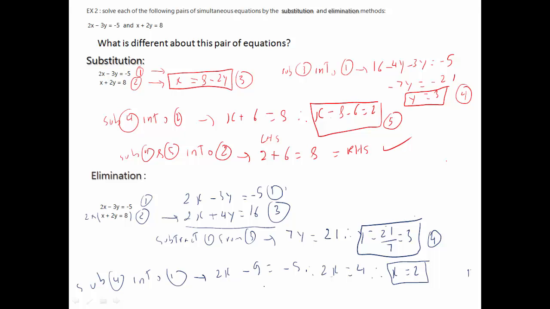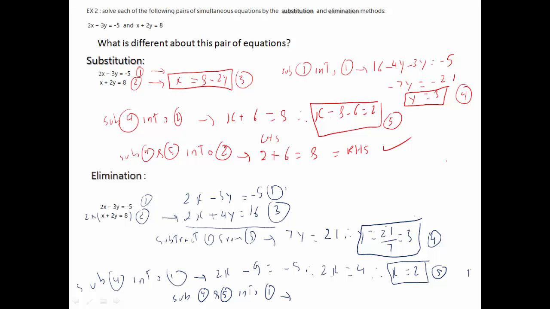So we manipulate them and get them on the other side. 9 minus 5 is 4, so 2x equals 4, which means x equals 2. Now that we got x equals 2, we do exactly like we did before, and we call this equation 5. Now substitute equation 4 and 5 into either 1 or 2.